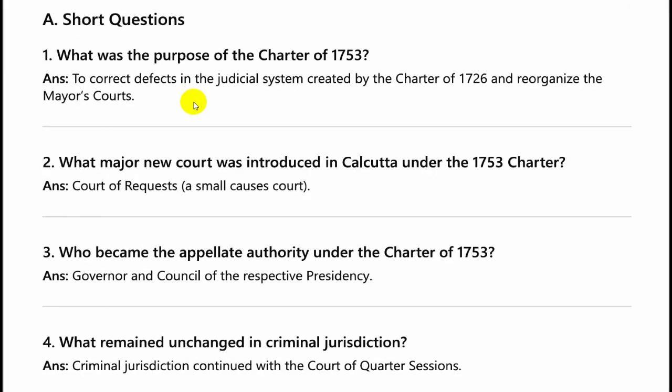Let us look at few short questions. What was the purpose of Charter of 1753? It was to correct the judicial system defects created by the Charter of 1726 and to reorganize the mayor's courts. What major new court was introduced? The Court of Request, which was also known as a Small Causes Court.